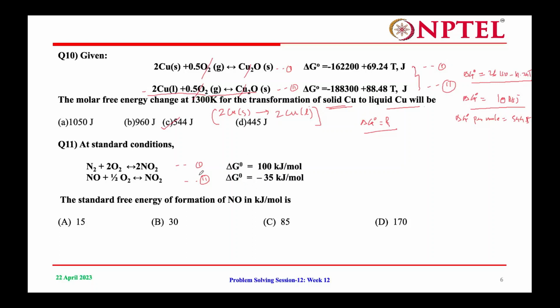So given the delta G for reaction 1 and reaction 2, we have to calculate the standard free energy of formation of NO. Here NO is in the product, so I have to make some changes. In reaction number 1, multiply by 1 by 2, and in reaction 2, exchange reactant and product with each other.